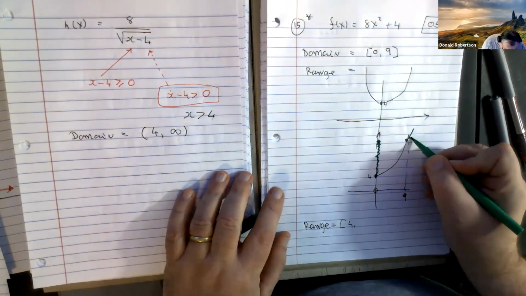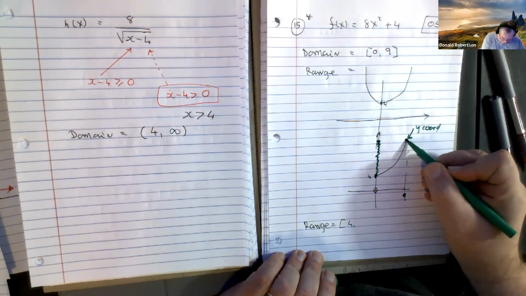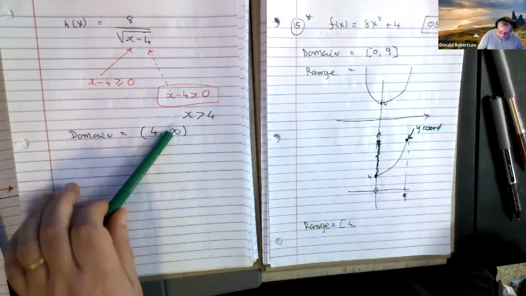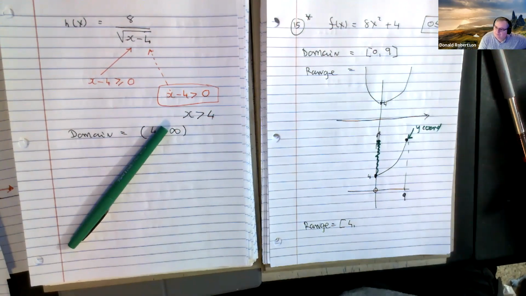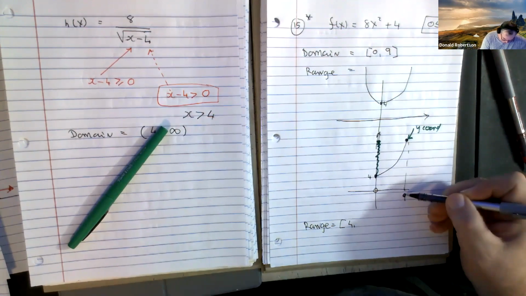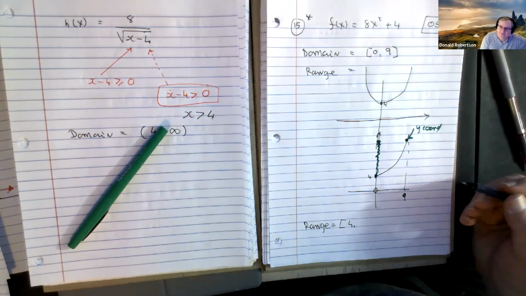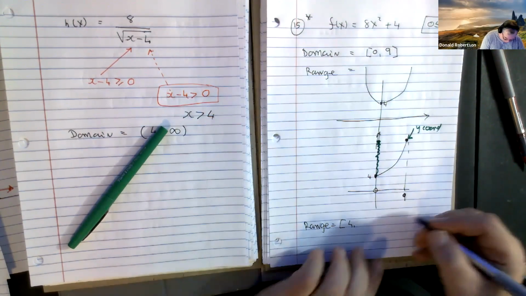How will I get the y coordinate of that point there? How could I find the y coordinate of that point there? Where its x coordinate is like? The highest number of the restriction? Yeah, so what would that be?